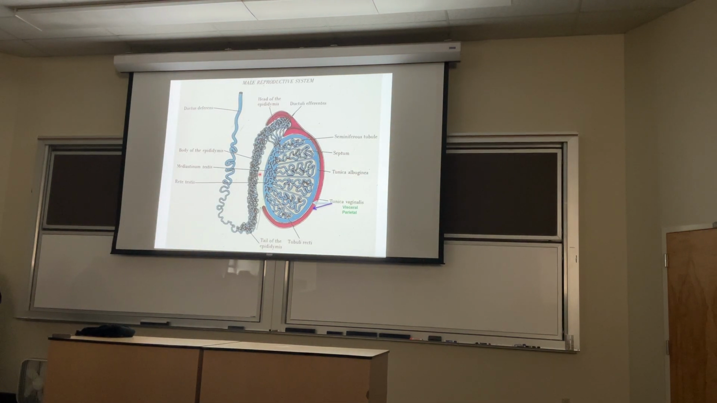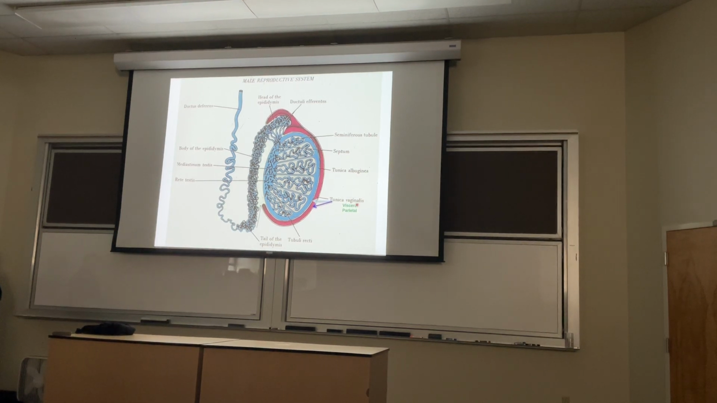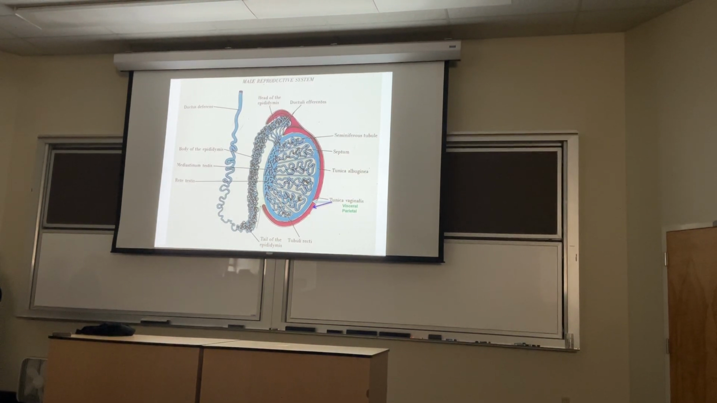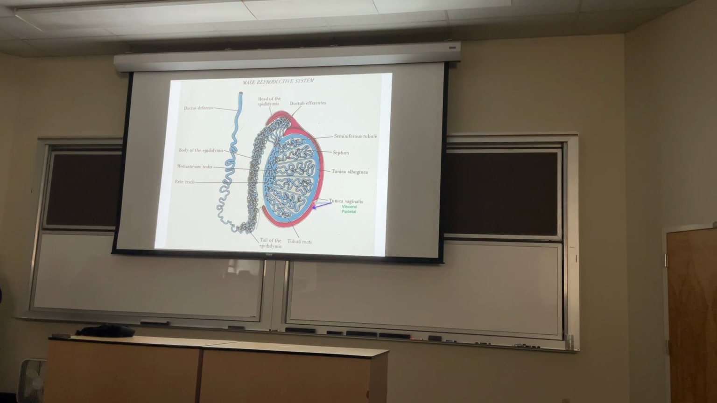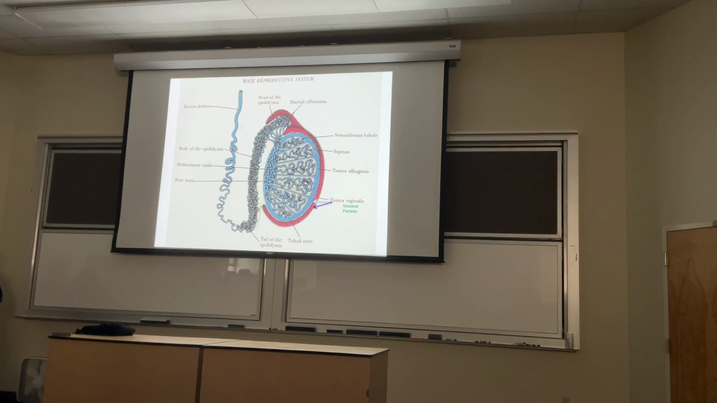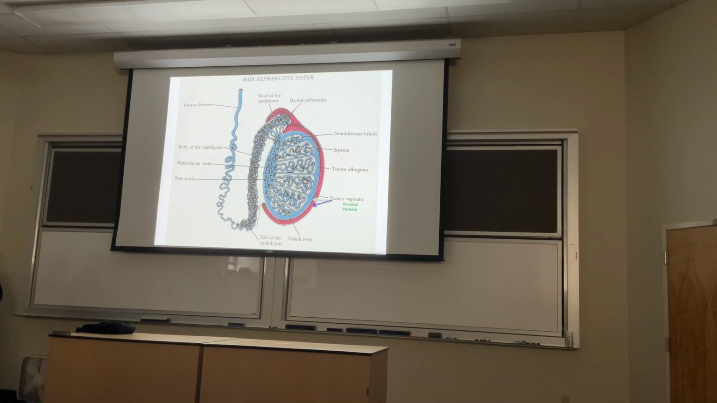This shows it again, the two different layers of the tunica vaginalis that we see here, the parietal layer being more superficial, and the visceral layer of the tunica vaginalis being right around the outer part of the testes. And then we have the tunica albuginea, and here's the lobules.